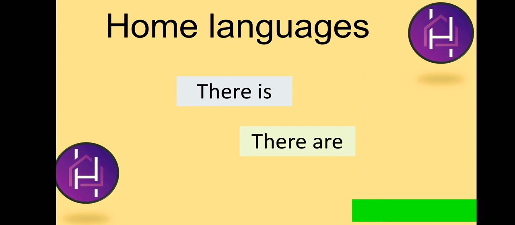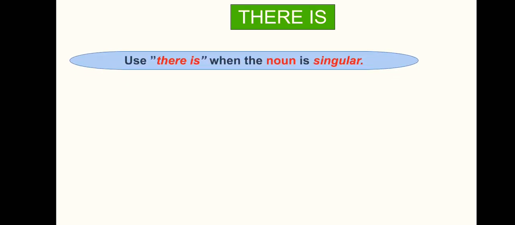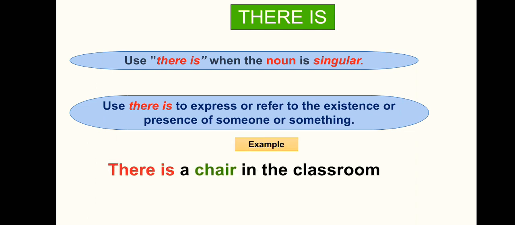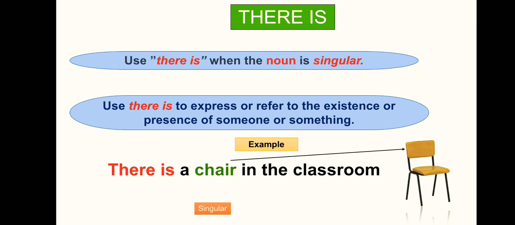So let's get started. There is. So here you can see a couple of definitions. Use there is when the noun is singular. Use there is to express or refer to the existence or presence of someone or something. For example, there is a chair in the classroom. Here you can see the picture of a chair, which is a singular noun.